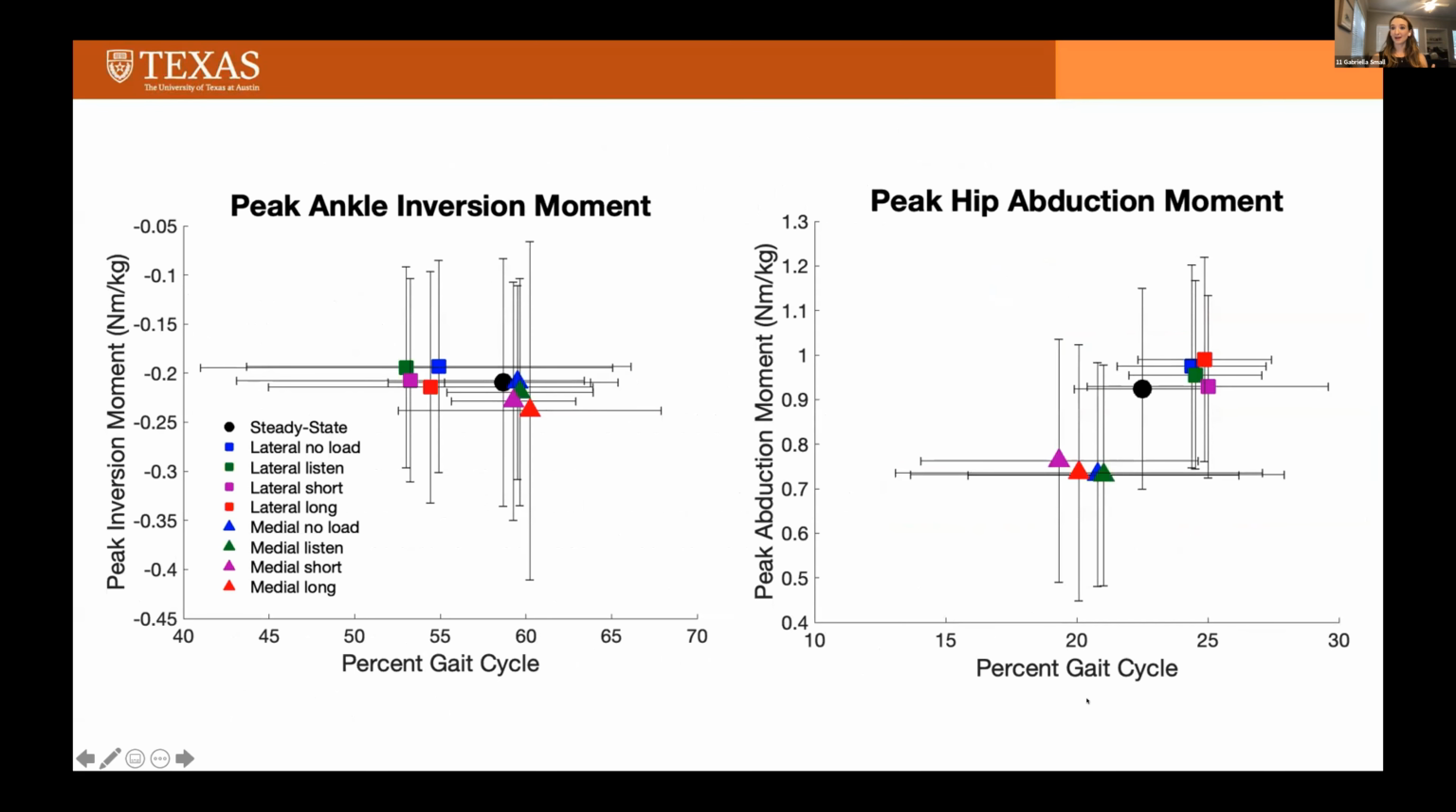To analyze the recovery mechanisms, we investigated the ankle inversion and hip abduction moments. As you can see from these plots, all of the squares are grouped together and all of the triangles are grouped together. That means cognitive load did not affect ankle or hip peak moments or when those peaks occurred during the gait cycle. And that's true for both the lateral perturbations, those are the squares on these plots, and the medial perturbations, those are the triangles. So individuals did not change the recovery strategy for each dual task.